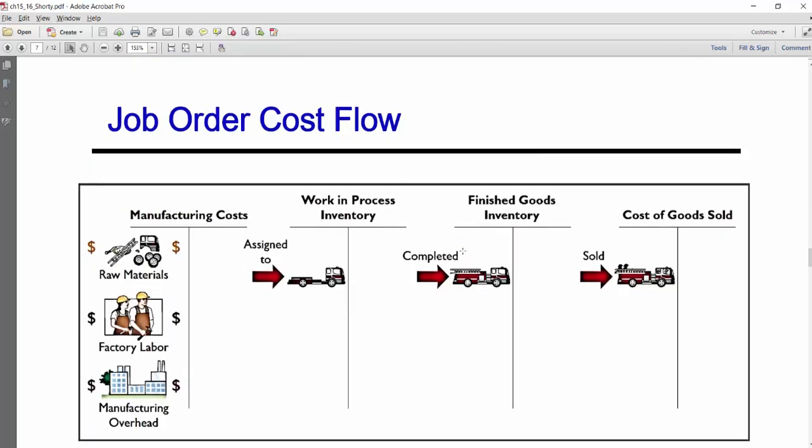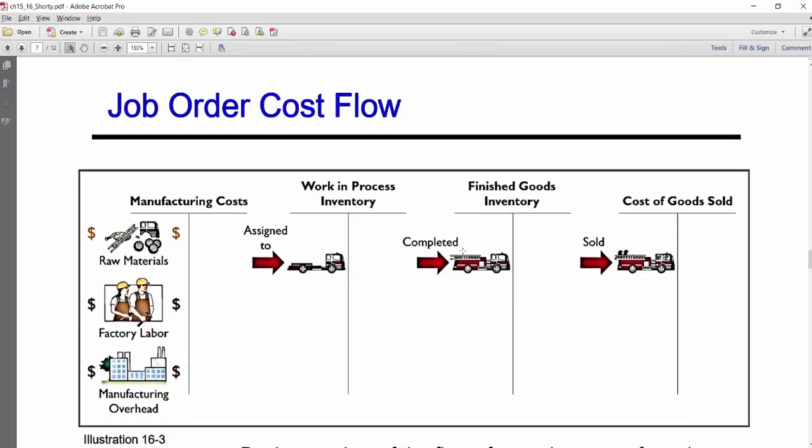Accounts-wise, this shows you in general how costs flow from one stage to the next. Manufacturing costs are incurred, such as purchase of raw material, factory labor by our workers, both direct and indirect of these costs, and manufacturing overhead. We assign them, or calculate how much to put into work in process inventory. And that work in process inventory amount then leaves work in process when the goods are finished and goes to our finished goods inventory. Sits there until we've actually sold the product.